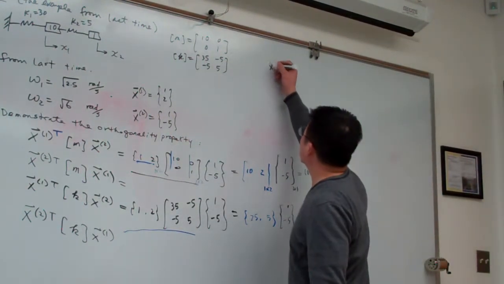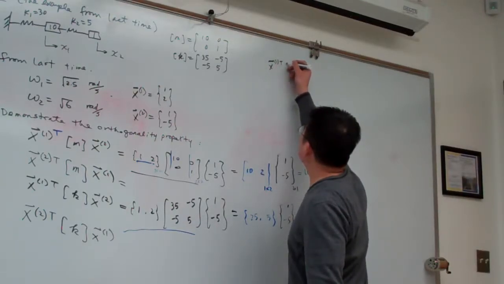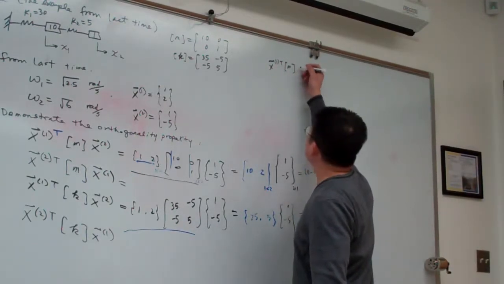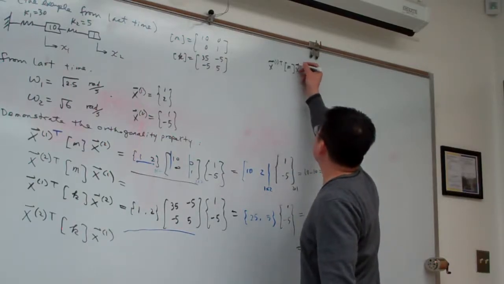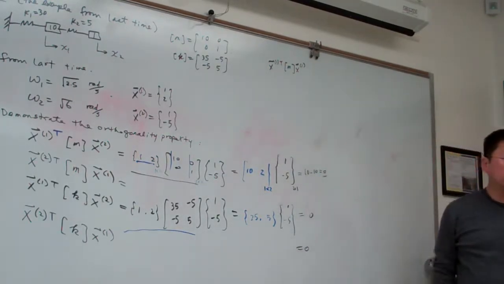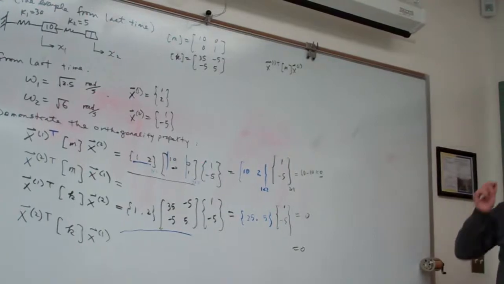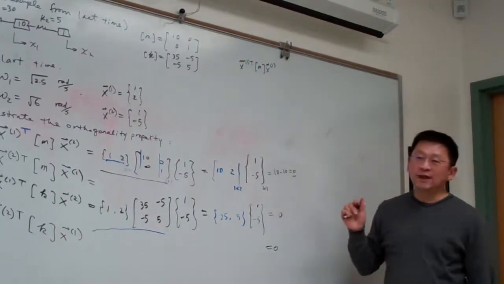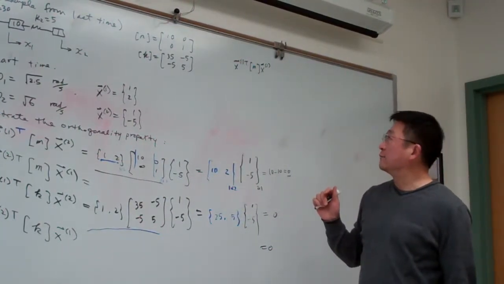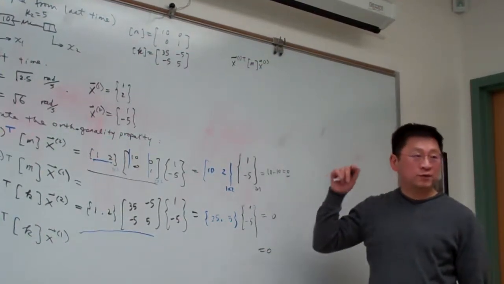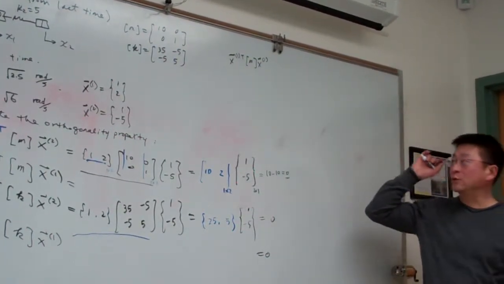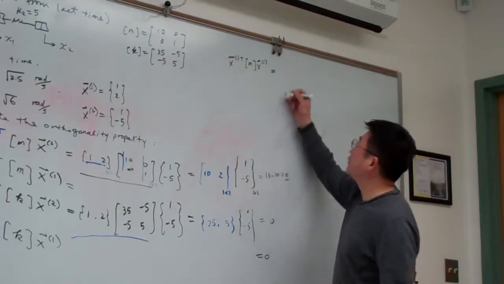So say right now x1 transpose m times x1. Okay. So right now I use the first mode. And this one, look at this carefully, this one is kind of related to your number 6 problem in homework 12. So this one, we can do this one.